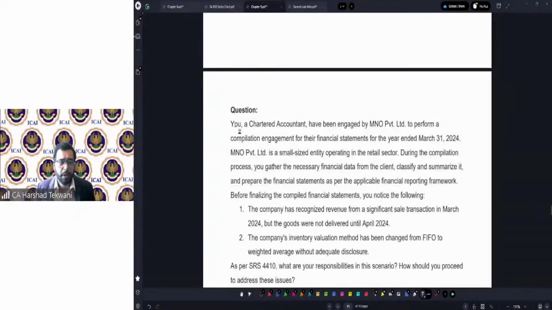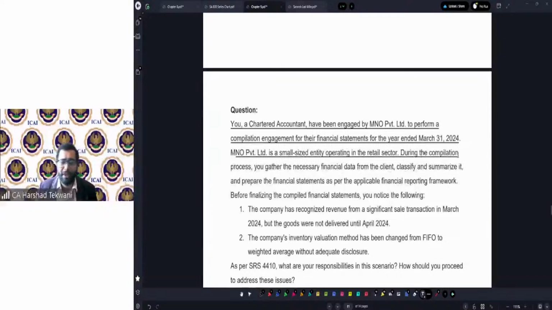Very good one. You, a chartered accountant, have been engaged by MNO Private Limited to perform a compilation engagement for their financial statements for the year ended 31st March 2024. MNO Private Limited is a small size entity operating in the retail sector. During the compilation process, you gather the necessary financial data from the client, classify and summarize it, and prepare the financial statements as per the applicable financial reporting framework. Before finalizing the compiled financial statements, you notice the following.